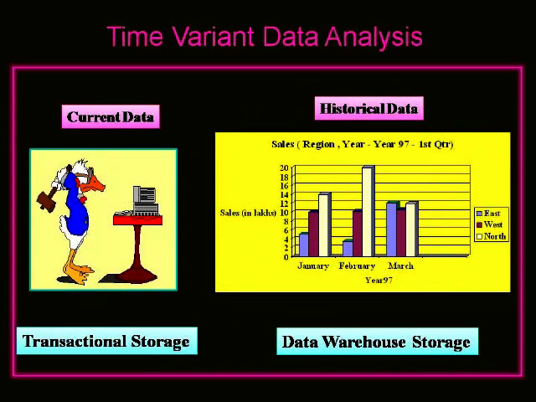If you observe the slide, historical data is shown in the form of data warehouse storage and current data in the case of transactional storage. So here sales, region, year to year, and first quarter, etc. Monthly, January, what are the sales? Region wise, year wise, and year 97. For each region, eastern region, western region, northern region sales are shown here. But here, you always see current: what are my sales today, at this point, in this region?